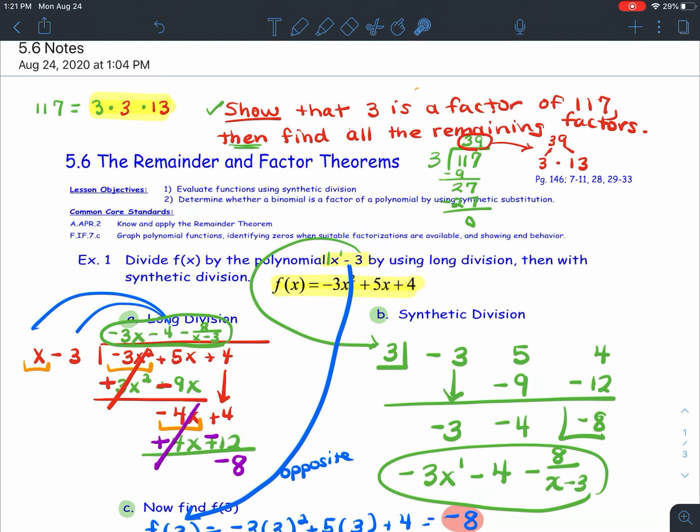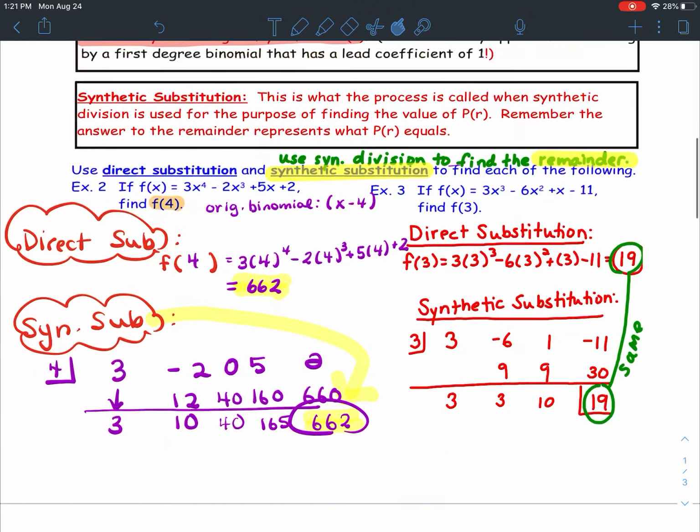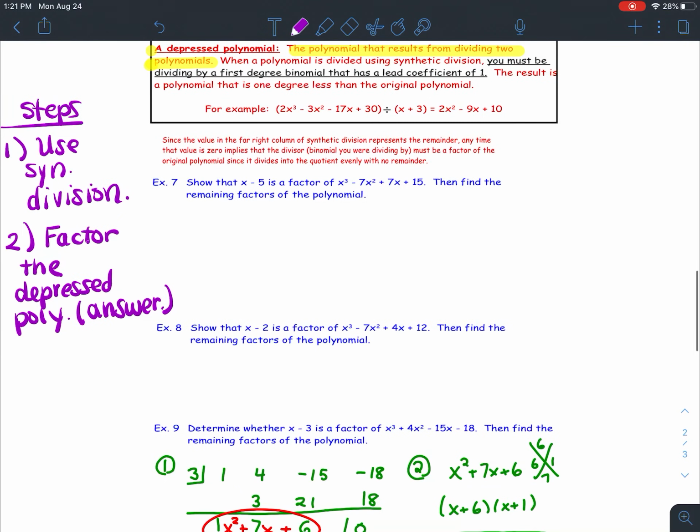Again, I'm going to draw your attention to what we did at the very beginning of this video. Showing that 3 was a factor, I actually did the division because the second part to this was then find all the remaining factors. And remember how we did that? We took the answer from dividing, like the depressed polynomial, and we factored that answer to reveal the other remaining factors. And that's what the process is going to be for this, okay?